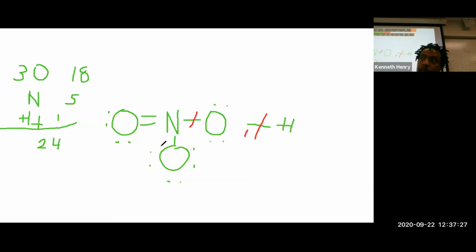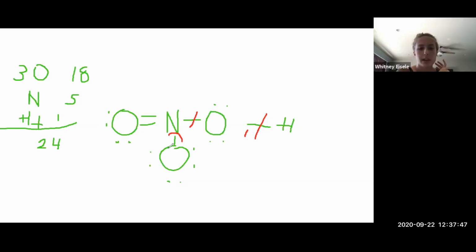So here, if you think about it, oxygen has 6 valence electrons: 1, 2, 3, 4, 5, 6. Actually here, nitrogen throws in its 2 electrons to share. Oh, okay. But is there a way to show that? Is it double bonded? It's not, it's single bonded.